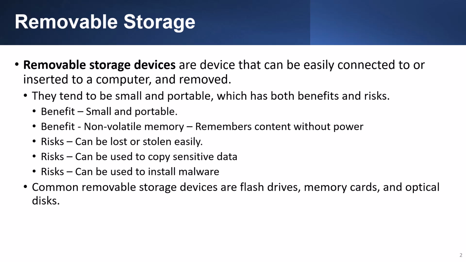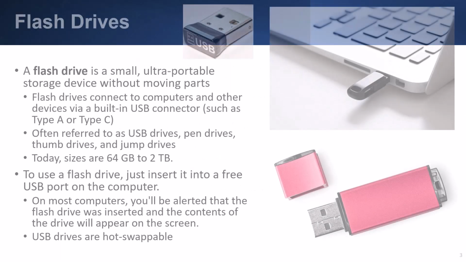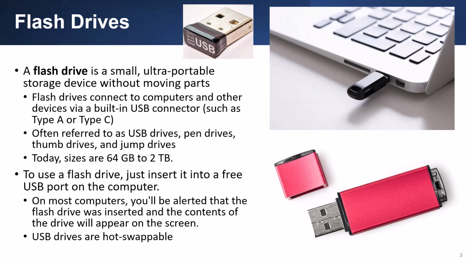Common removable storage devices are flash drives, memory cards, and optical disks. A flash drive is a small, ultra-portable storage device without moving parts, which connects to computers and other devices via a built-in USB connector, such as Type A or Type C. They are often referred to as USB drives, pen drives, thumb drives, and jump drives. Today, sizes are 64 gigabytes to 2 terabytes or larger.